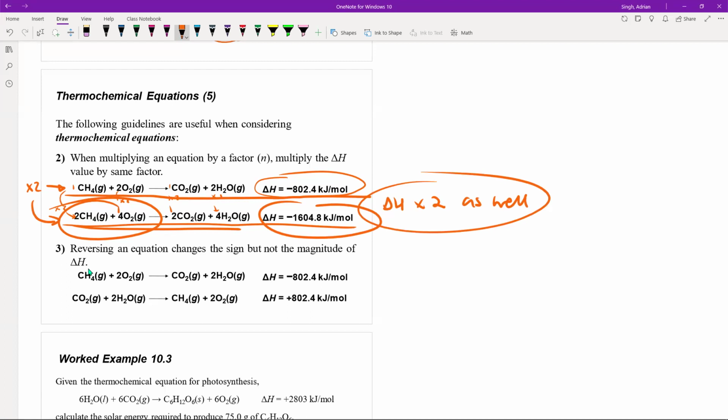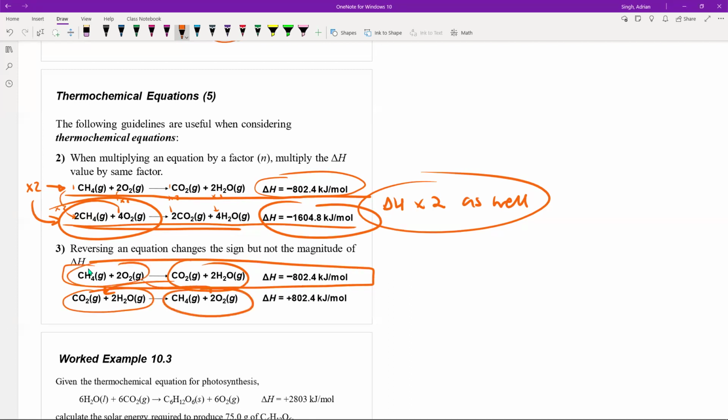The other thing we can do with equations is if we have our original equation here, we can reverse the equation. Okay, so now instead of the reactants being on the left and the products on the right, we're just saying we're going to start with this. So the products become the reactants, and the reactants become the products. So this reaction, in other words, is going in reverse. And if it's going in reverse, we also need to reverse the sign.